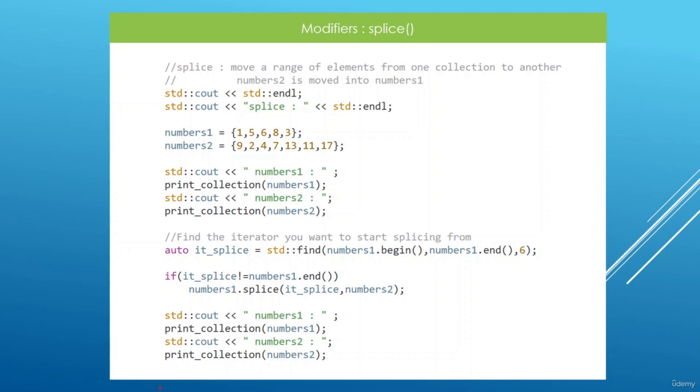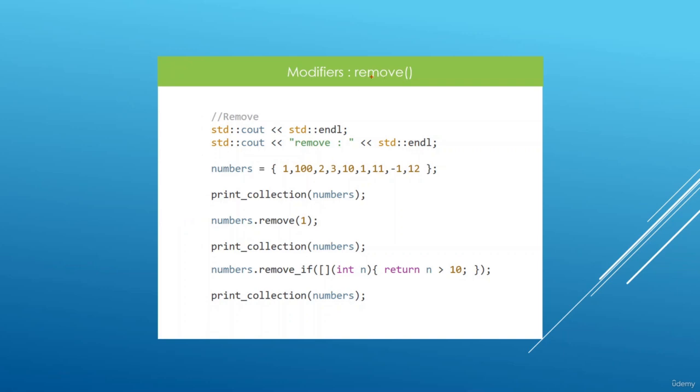And here is a simple call to do the splicing. It is also possible to remove elements. We can either remove a single element, or we can use the remove_if version and specify a predicate which is going to be used by the collection to decide what we want to remove. In this case, we want to remove anything that is greater than 10. So the 100 here is going to go, the 11 here is going to go, and the 12 here is going to go. And if we print the data here, we're going to see that what we removed is completely gone.